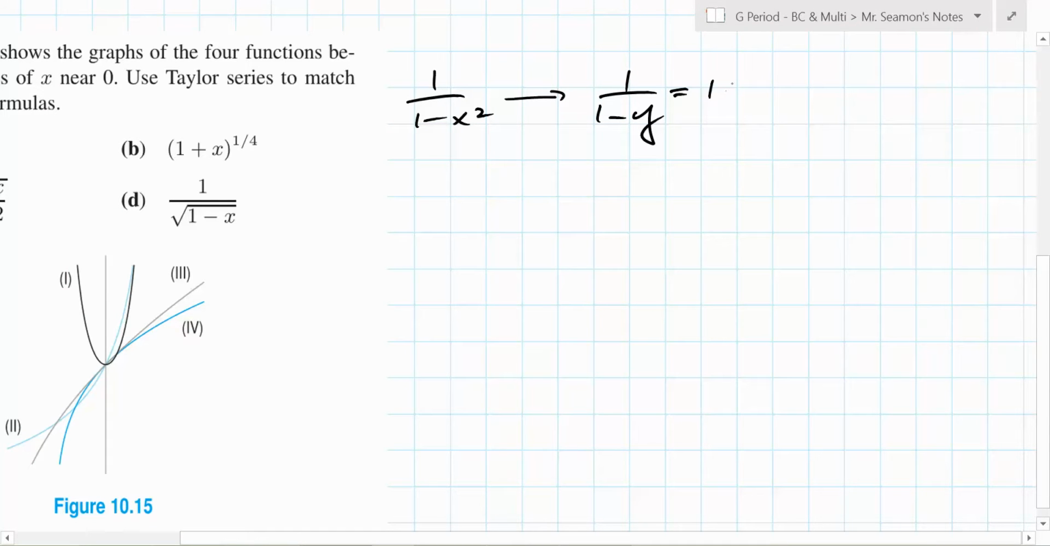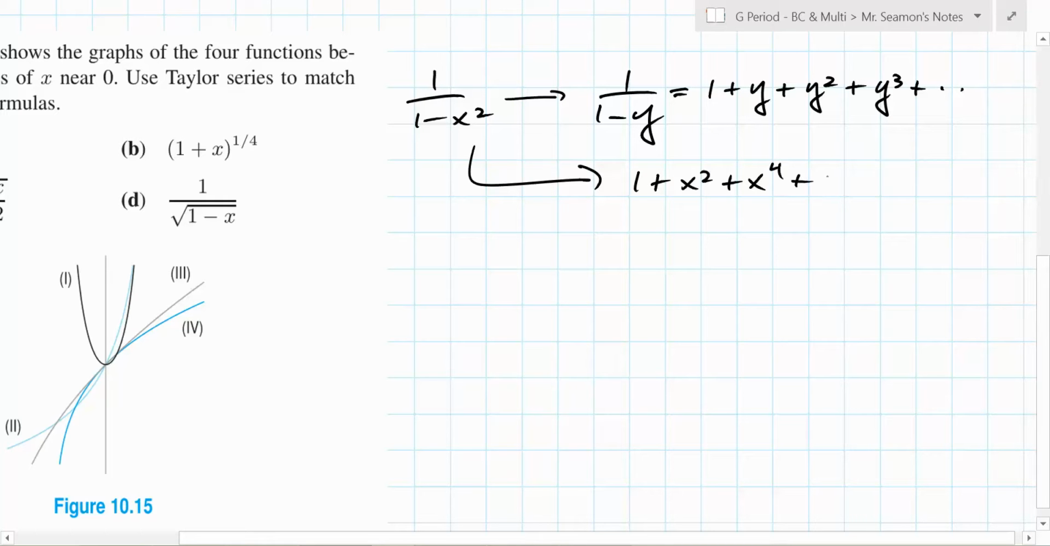1 plus y plus y squared plus y cubed. So therefore, what is this going to be? 1 plus x squared plus x to the fourth plus x to the 6. So there's the quick way to do that one.